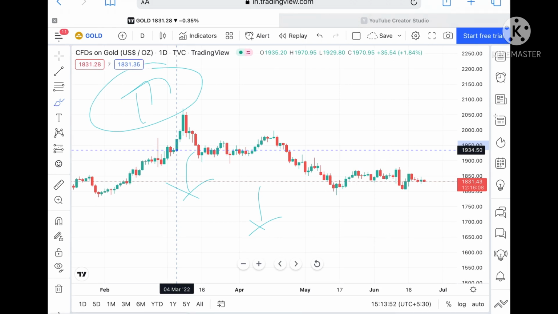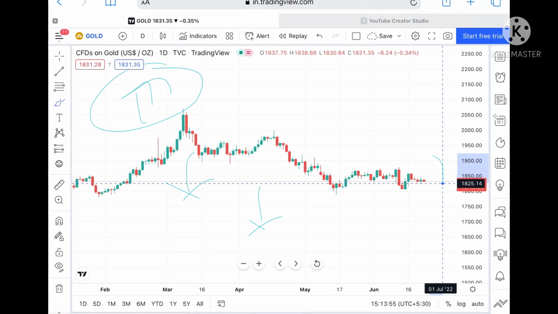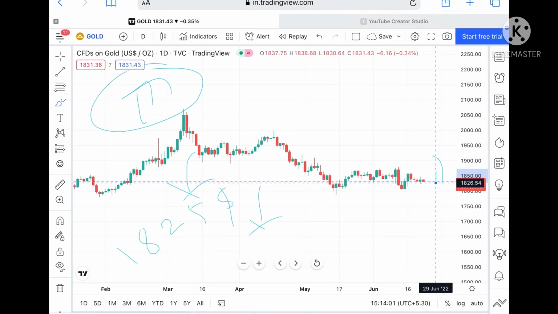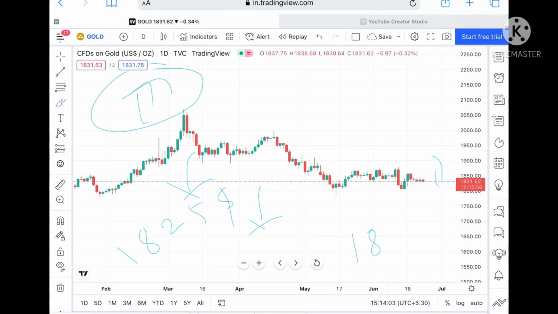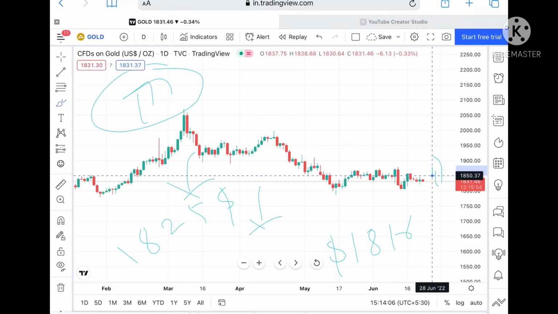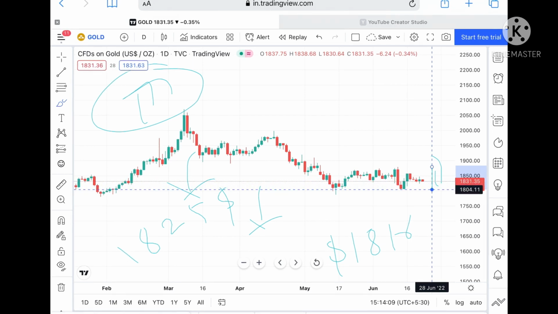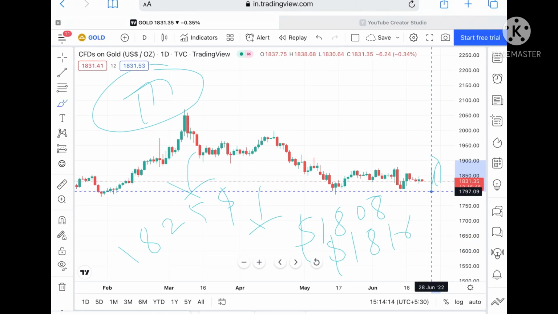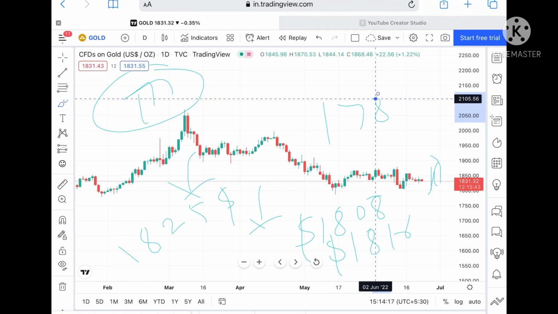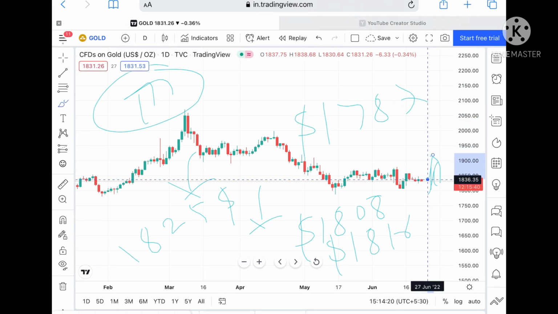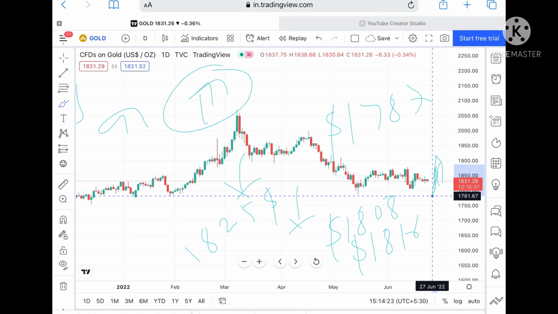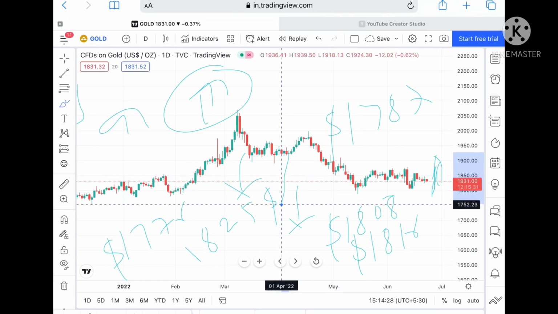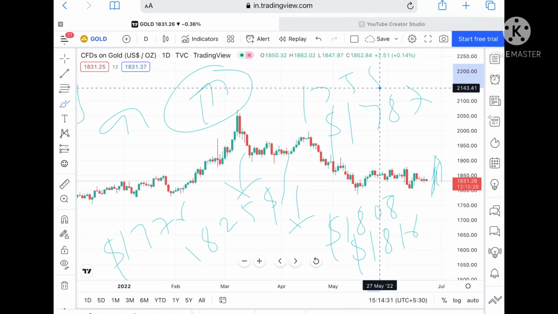Suppose this level didn't sustain, we can see it move further down towards a level of $1825. If it goes below that level, it can move further low towards 1816. If it goes below that, a probability of touching 1808 will be there, and below that it can go further down towards a level of $1787. If the price doesn't sustain this level also, it can move further down towards 1776, and from there further down towards $1755.